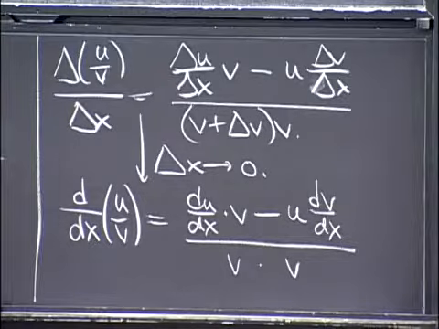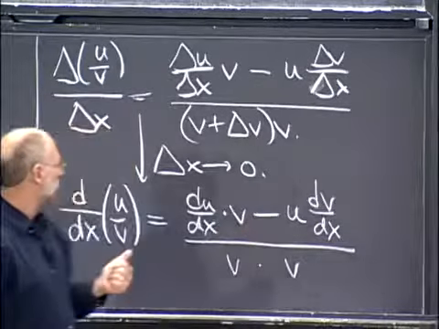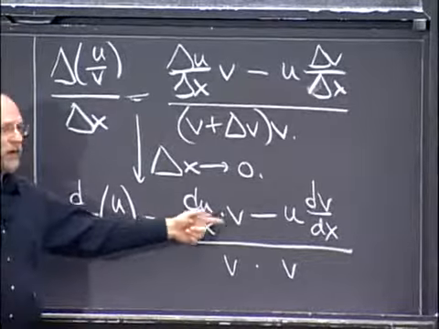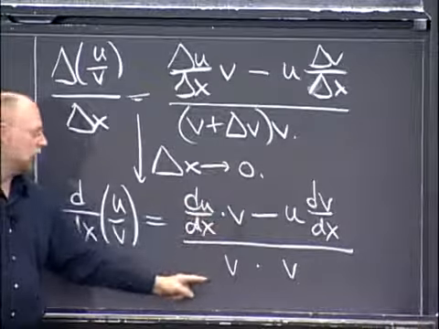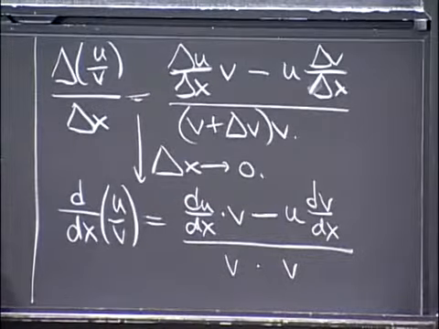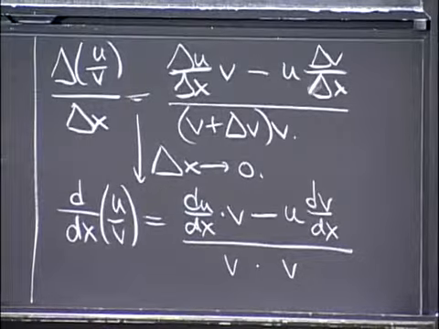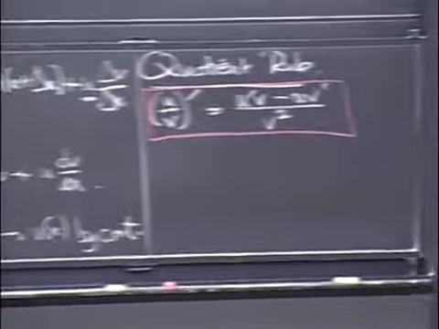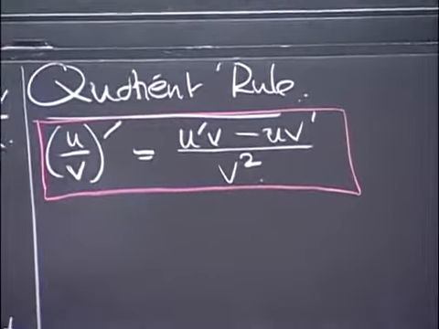I think that's the formula I wrote down over there. The derivative of U times V minus U times the derivative of V, and all divided by the square of the old denominator. Well, that's it. That's the quotient rule. Weird formula. Let's see an application. Let's see an example.